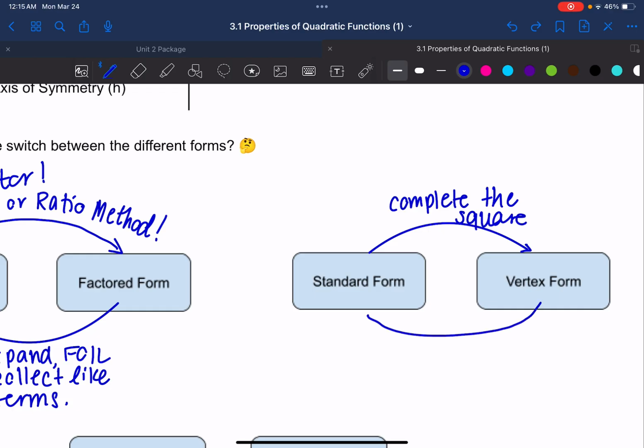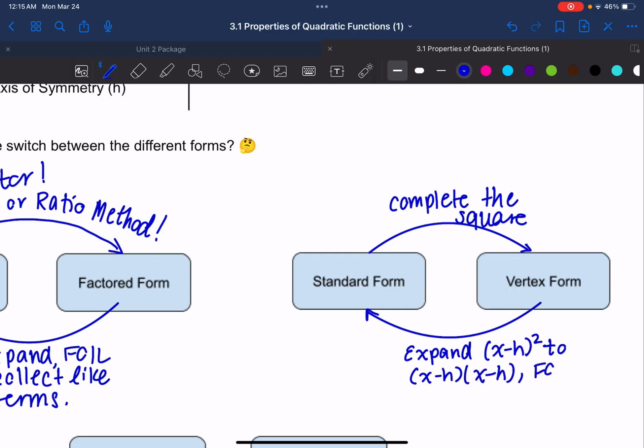If I want to go from vertex to standard form, I would need to, again, expand my bracket, x minus h squared, to x minus h times x minus h, FOIL, and collect like terms.